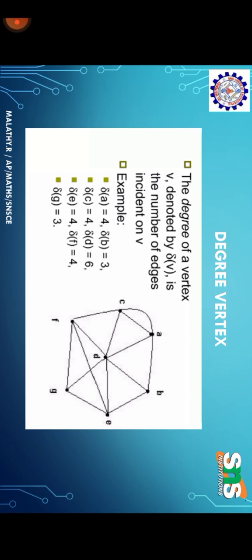Next one is degree of vertex. Degree of vertex means, for each vertex, how many edges are incident with that vertex. See, for this example, for vertex A the degree is 4 because 4 edges are incident with that vertex. In the same way, degree of B is 3, degree of C is 4, degree of D is 6, degree of E is 4, degree of F is 4, degree of G is 3.